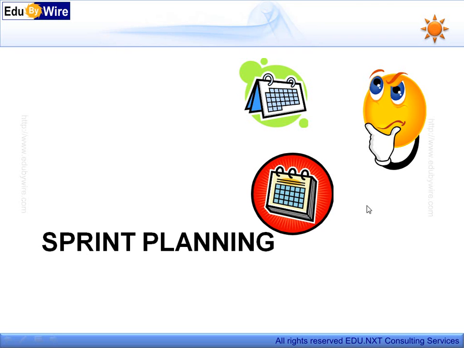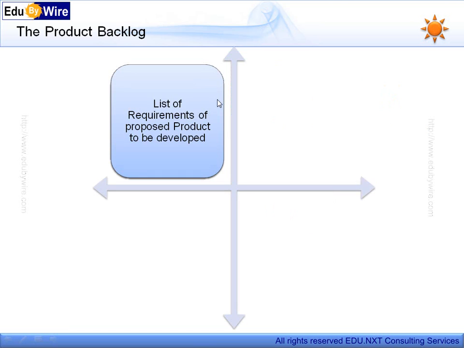Let us now learn how individual sprints are planned. Let us start by understanding a key artifact of Scrum, product backlog. Product backlog is a list of requirements of the proposed product to be developed. So, it is something similar to a requirements document.